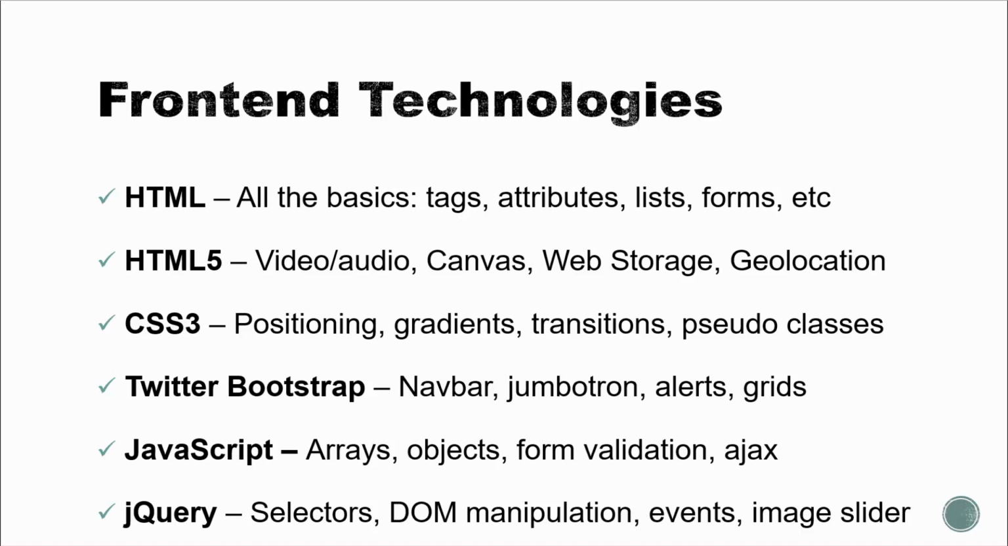For JavaScript, we'll learn all the basics of JavaScript programming, variables, arrays, object-oriented programming, form validation, and we'll also build a GitHub profile extractor using JavaScript and Ajax. Okay, and we'll use the GitHub API. For jQuery, we'll talk about selectors, DOM manipulation, events, and we're going to build a jQuery image slideshow.